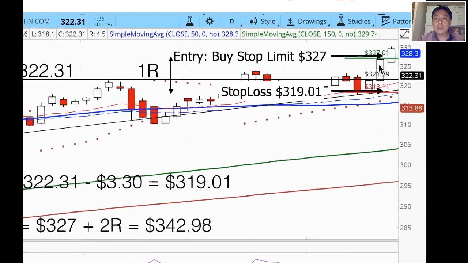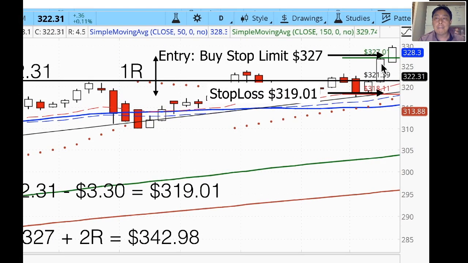In this case, the high plus 10 cents is $327. So that's my buy stop limit order. Remember, when you place a buy stop limit order, there are 2 prices. There's the stop price and there's a limit price. The stop price is your intended entry price, which in this case is 327.